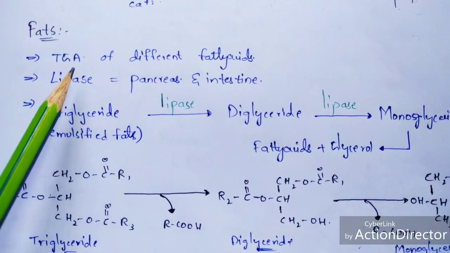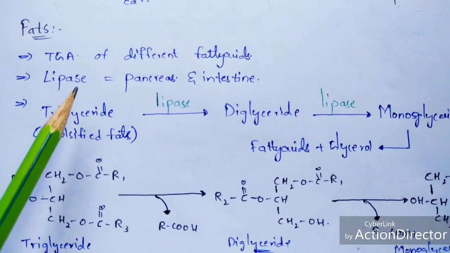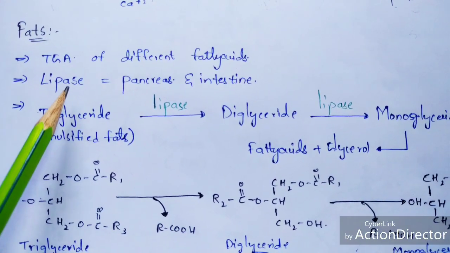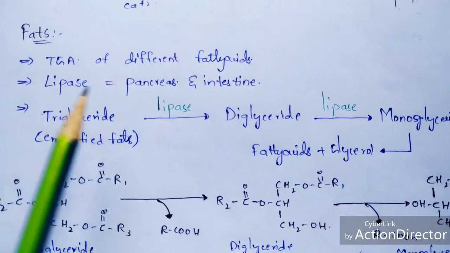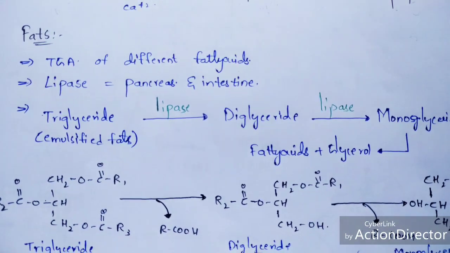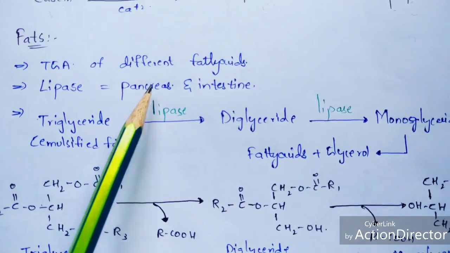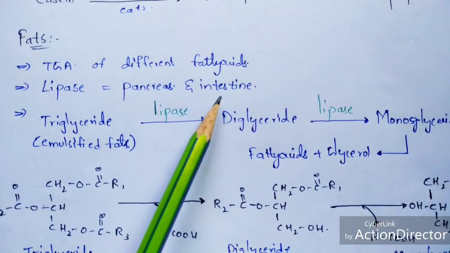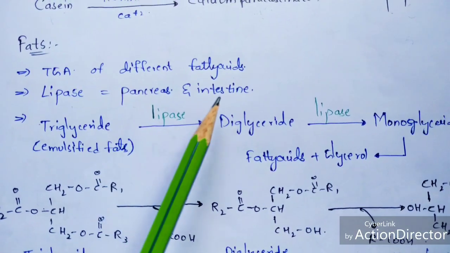These are the triglycerides of different fatty acids, and normally these fats will get digested with the help of an enzyme known as lipase. Normally this lipase will be present in pancreatic fluids as well as intestinal fluids also. We know that the pancreatic fluids will be produced by the pancreas, and the intestinal fluids will be produced by the intestine. So we can say that this lipase will be produced by the pancreas as well as the intestine.